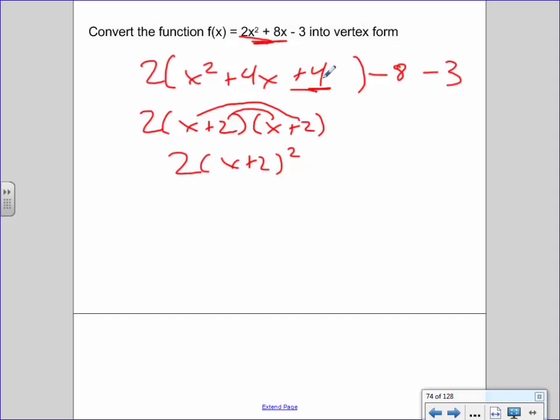9 times out of 10, when the leading coefficient is 1, we don't have to worry about it. But on this rare instance where there is a 2 sitting out front, this 2 times this 4 right here means we actually added 8, so we have to subtract 8. So, as long as you don't mess that part up, now it's not bad. Now it's in vertex form. I know that the vertex is at -2, -11. But, guys, you do have to remember that this 2 times this 4 gives that minus 8 right there. Did everybody catch that?